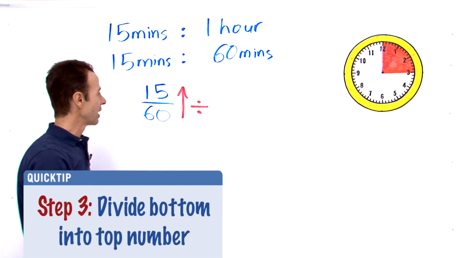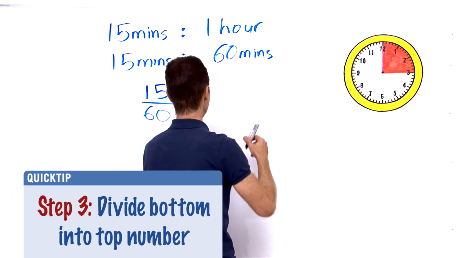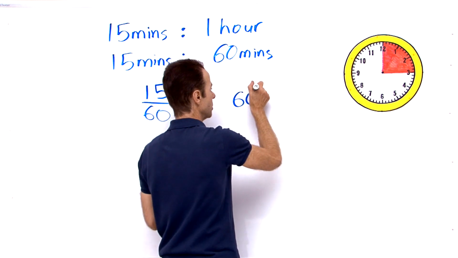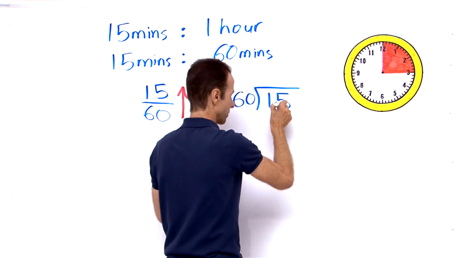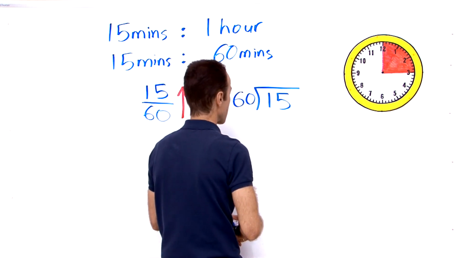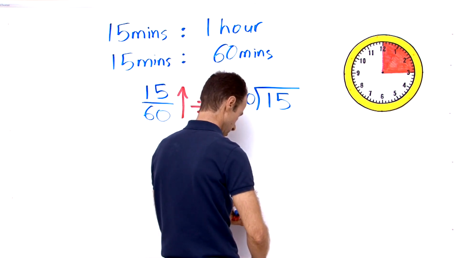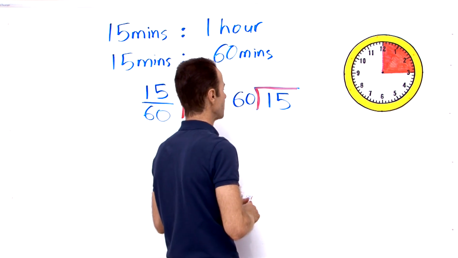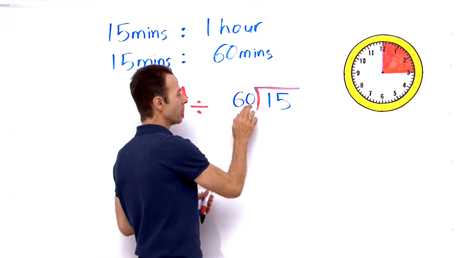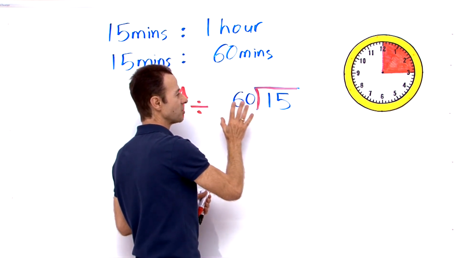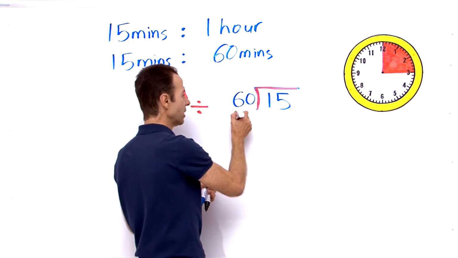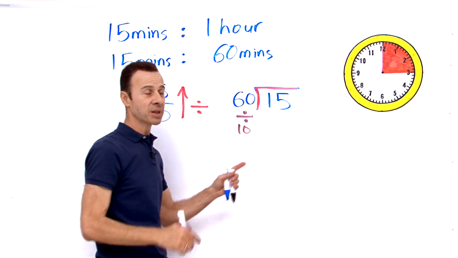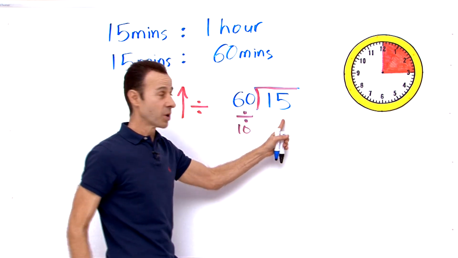So let's go ahead and do that. Let's divide 60 into 15. So we'll write down 60 minutes into 15 minutes. All right. Now, it doesn't look that easy, 60 into 15. So what I want to do is get rid of that 0 there, so it just becomes 6. So what I'm going to do is divide the left-hand side by 10. And if I divide the left-hand side by 10, I also divide that by 10.